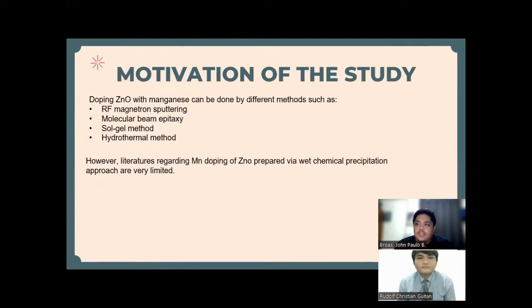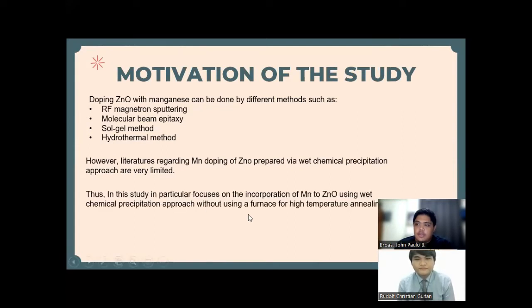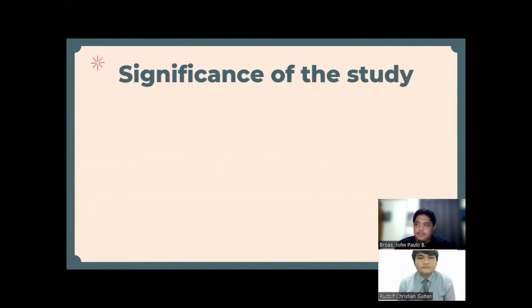However, literature regarding manganese doping of zinc oxide prepared by a wet chemical precipitation approach is very limited. Thus, this study in particular focuses on incorporation of manganese into zinc oxide using a wet chemical precipitation approach without using a furnace or high temperature annealing.